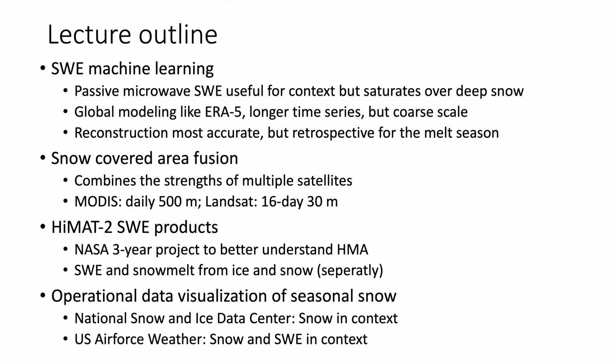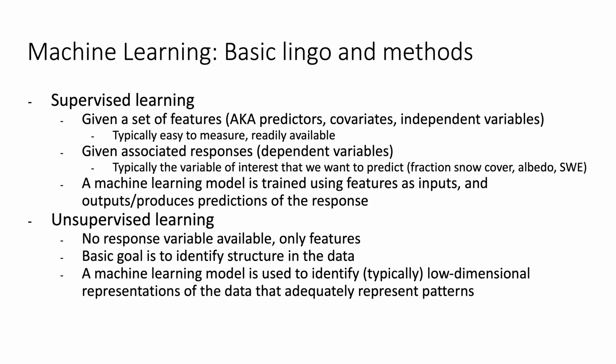After that, I'll talk a bit about current research we are doing in a NASA project. In the project, we're estimating SWE over all of the region. In addition, we're separating components out so that we know how much water comes from snow and how much comes from ice. Finally, I'll show the operational data visualization of seasonal snow from both the National Snow and Ice Data Center and the US Air Force Weather Squadron.